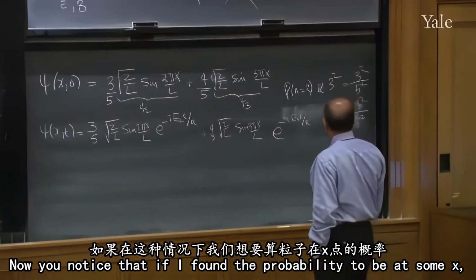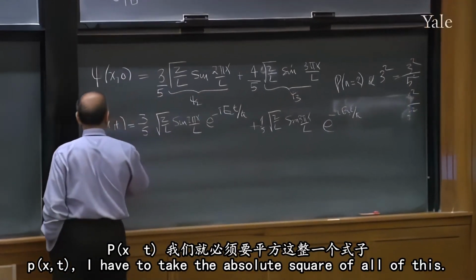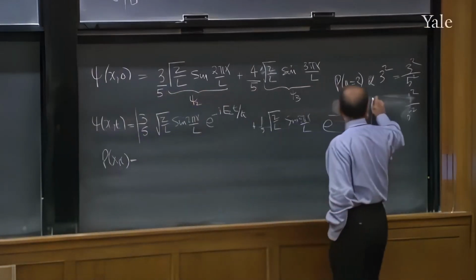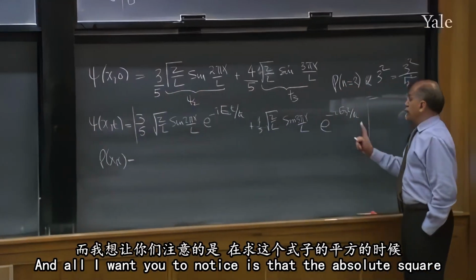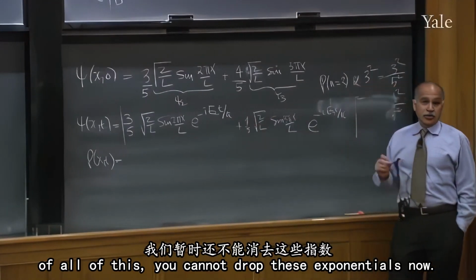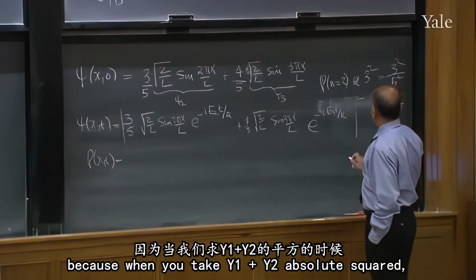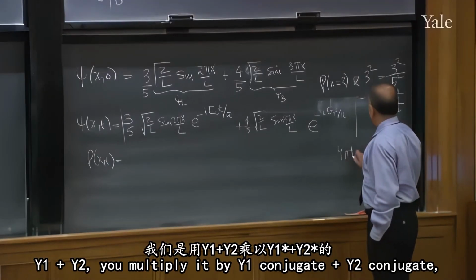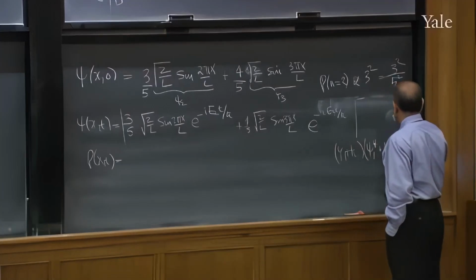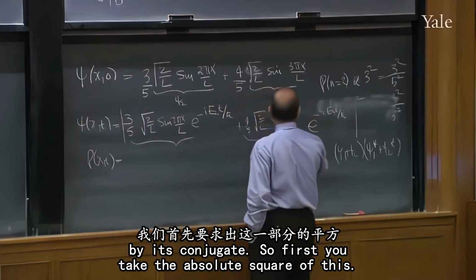Now you notice that if I found the probability to be at some x, P of x and t, I have to take the absolute square of all of this. And all I want you to notice is that the absolute square of all of this, you cannot drop these exponentials now. If you got two of them, you cannot drop them. Because when you take psi 1 plus psi 2 absolute square, you multiply it by psi 1 conjugate plus psi 2 conjugate. Let's do that. So you want to multiply the whole thing by its conjugate.